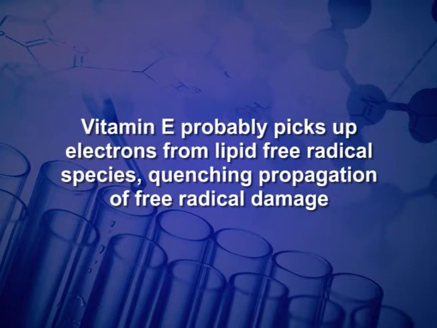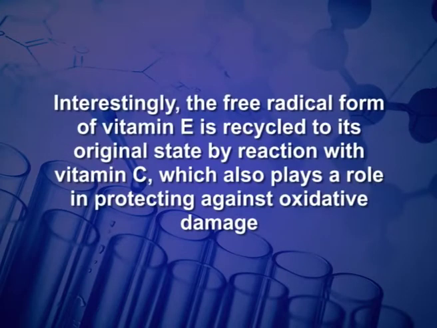Vitamin E probably picks up the electron from the lipid free radical species and prevents the propagation of free radical damage. Interestingly, the free radical form of vitamin E is recycled to its original state by reaction with vitamin C, which also plays an important role in protecting against oxidative damage. The reduced form of vitamin C is eventually excreted in the urine. Vitamin E is prevalent in fish oils.